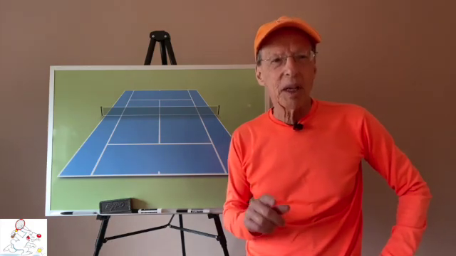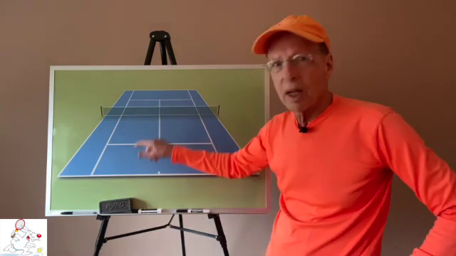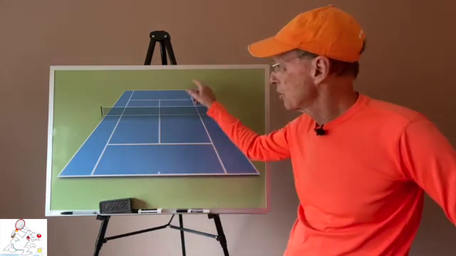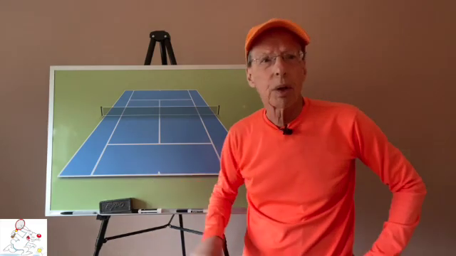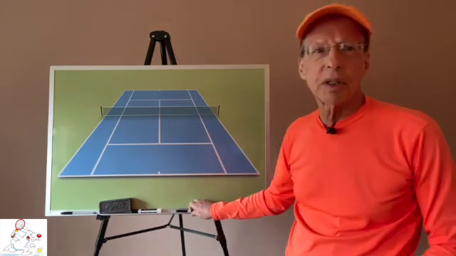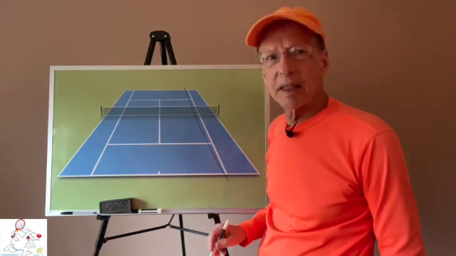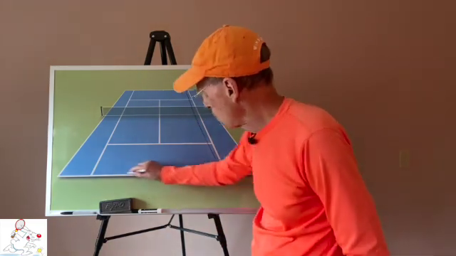Second, you're hitting along the longest path that the court offers, diagonally towards the far corner. Both of these factors significantly reduce the chance of error. The singles court is 78 feet long and 27 feet wide.